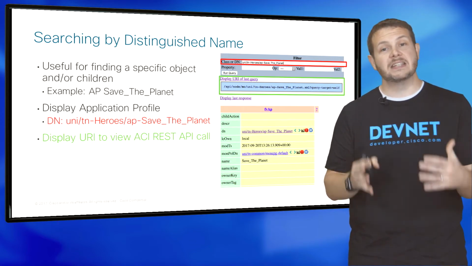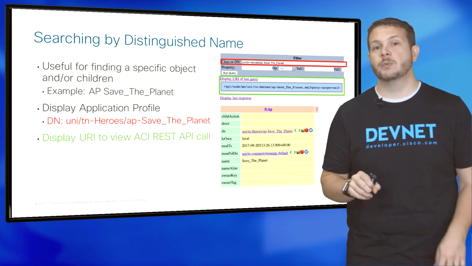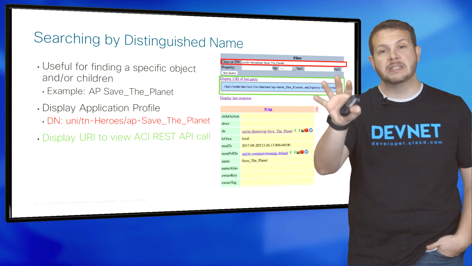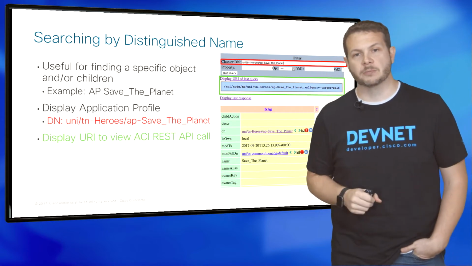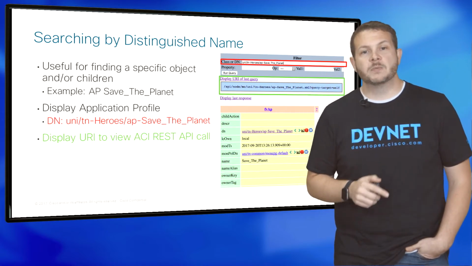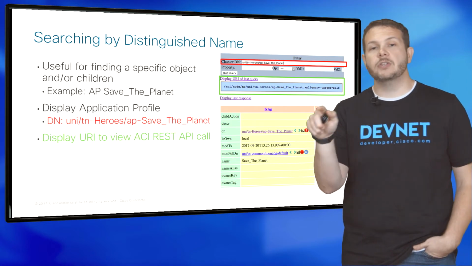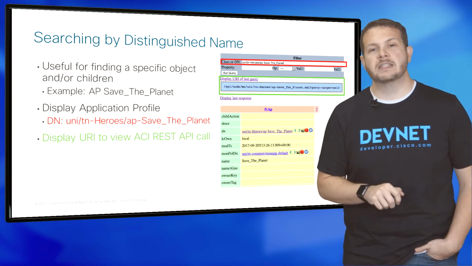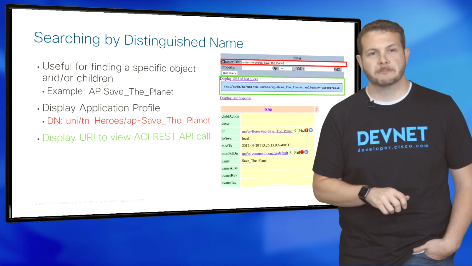Now remember, this is the distinguished name, not the RN. So we do need to start with uni, go through the tenant, and then finally into the application profile. Once we have that, we can actually look at how we construct the URI for this query and see how those are assembled and built.